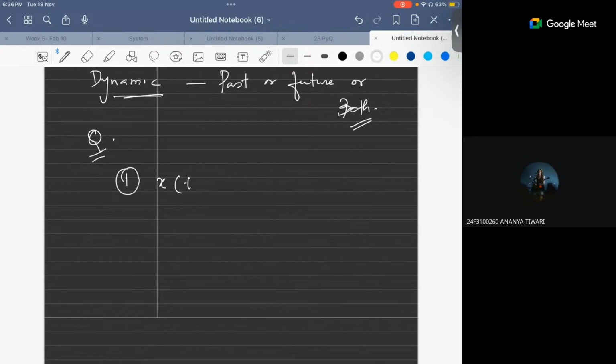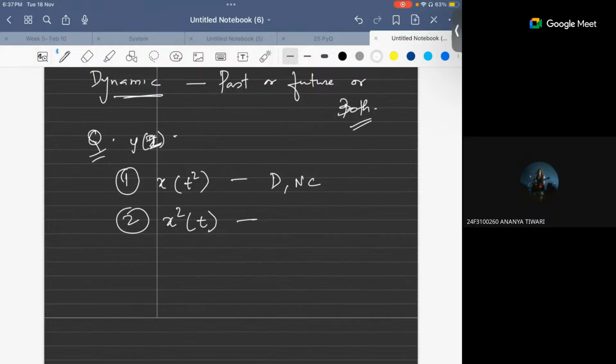First question, x, and the second system is square root. Tell me the first one, the second one. First one non-causal and dynamic. Correct. Dynamic and non-causal. If anyone has any doubt, you can just let me know. I'll explain that. So how is that dynamic? Dynamic is something that depends on past or future.